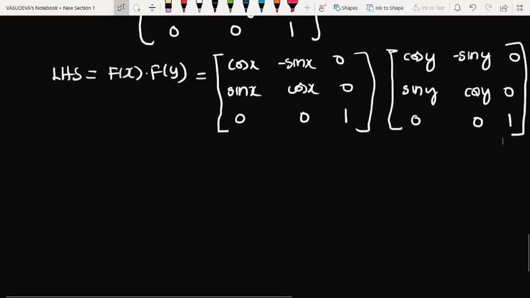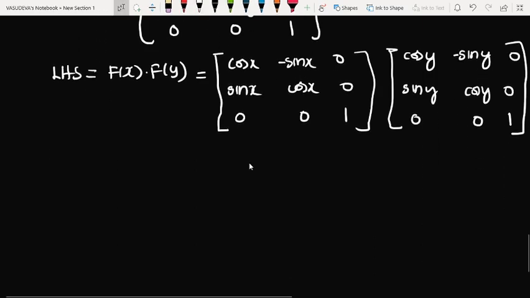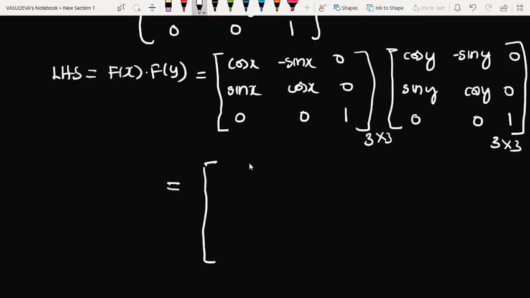Now multiply this. This is a 3 by 3 matrix. The second matrix is also a 3 by 3 matrix. So no doubt at all, the resulting matrix, the product of the matrices, will be of order 3 by 3. So multiplying the rows with the columns, first row and the first column.